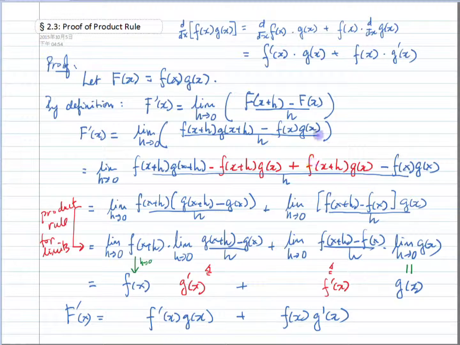Right, so this proves that the derivative of capital F, which means the derivative of small f times g, is equal to f prime g plus f g prime. So this proves the product rule of derivatives.